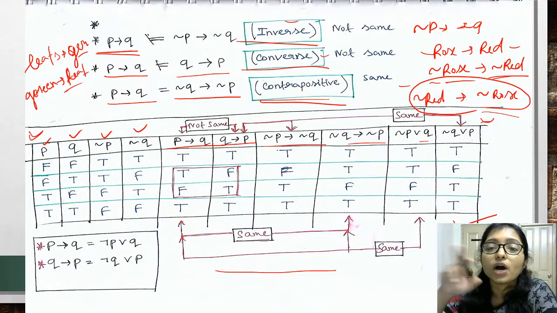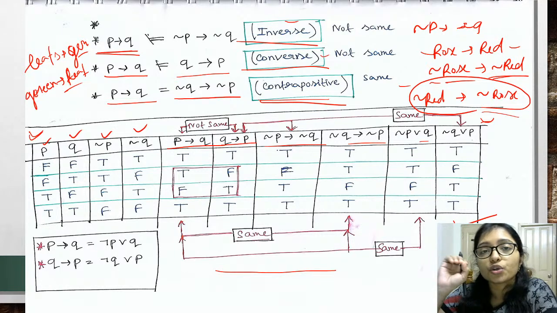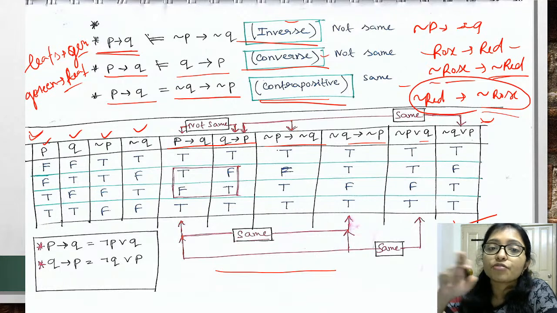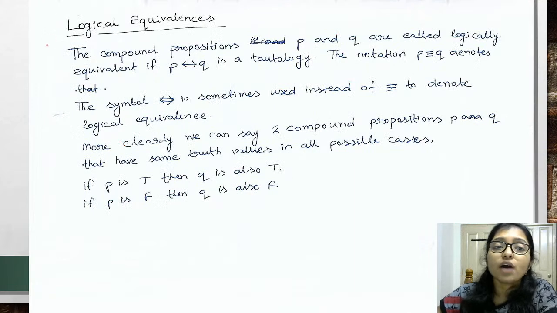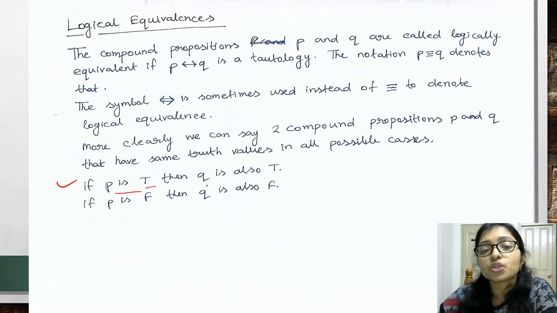This is your homework, try to do it by yourself, so your concept will be more clear if you do this chart. Okay, now what is logical equivalence? Logical equivalence is if P is true, then Q is also true.